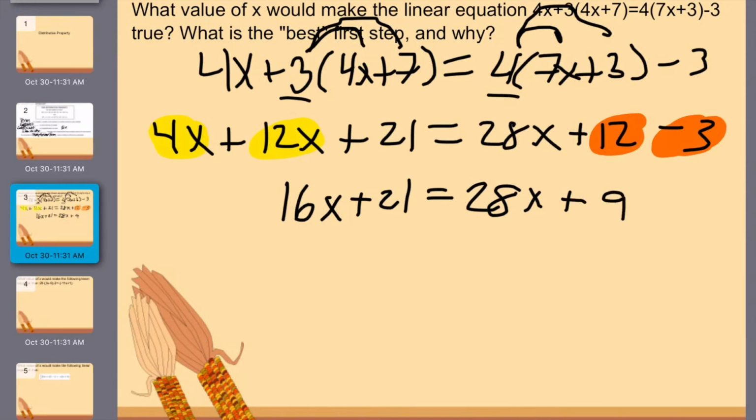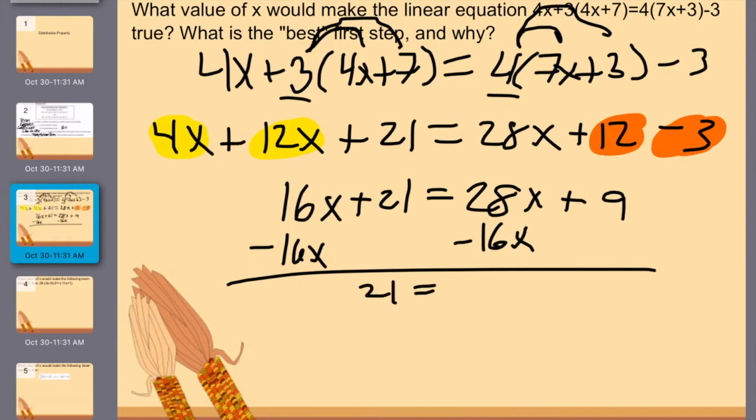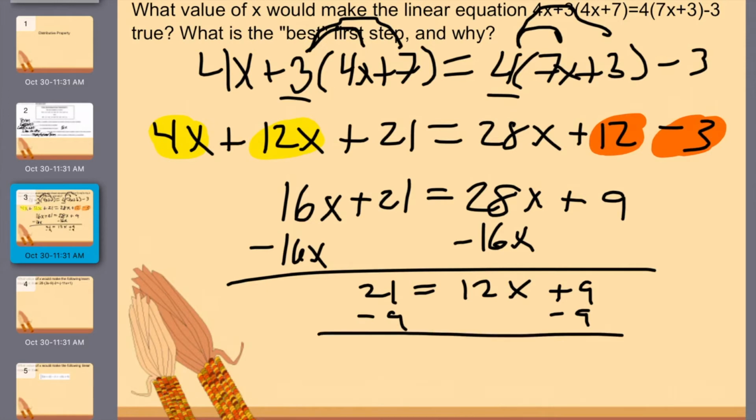So now again, my goal is to get all of my variables on the same side and all of my constants on the other side. So I'm going to subtract 16x on both sides. So I get 21 equals 28 minus 16, which gives me 12, 12x plus 9. And now I need to subtract 9 on both sides so I can have all of my constants on the same side. 21 minus 9 gives me 12, so I have 12 equals 12x.